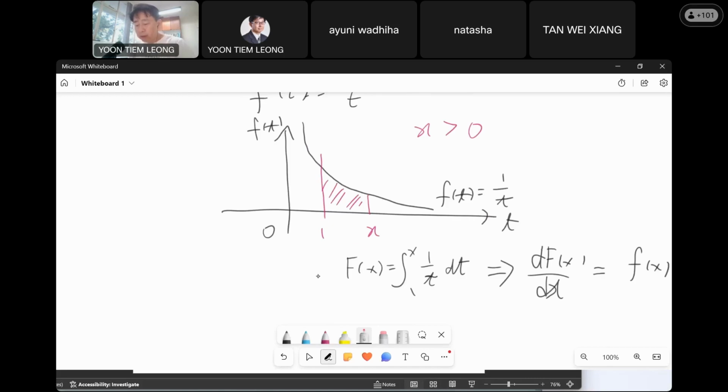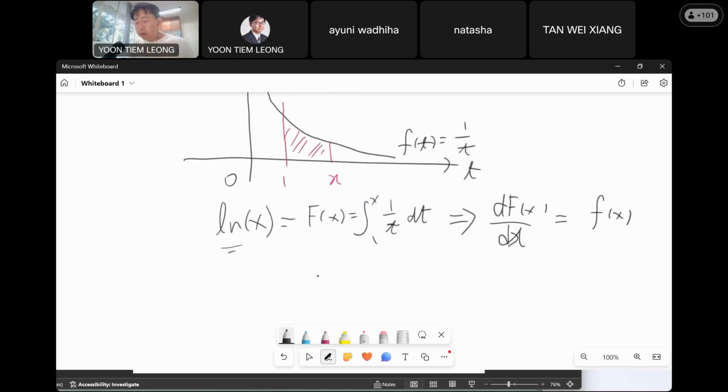The function capital F is what we call the natural log function. It has a special name which we designate as ln. So ln is the definition of the natural log. If x is larger than 1, then the natural log defines the area under the curve of 1 over t. If x is less than 1, then the natural log would have a negative value.